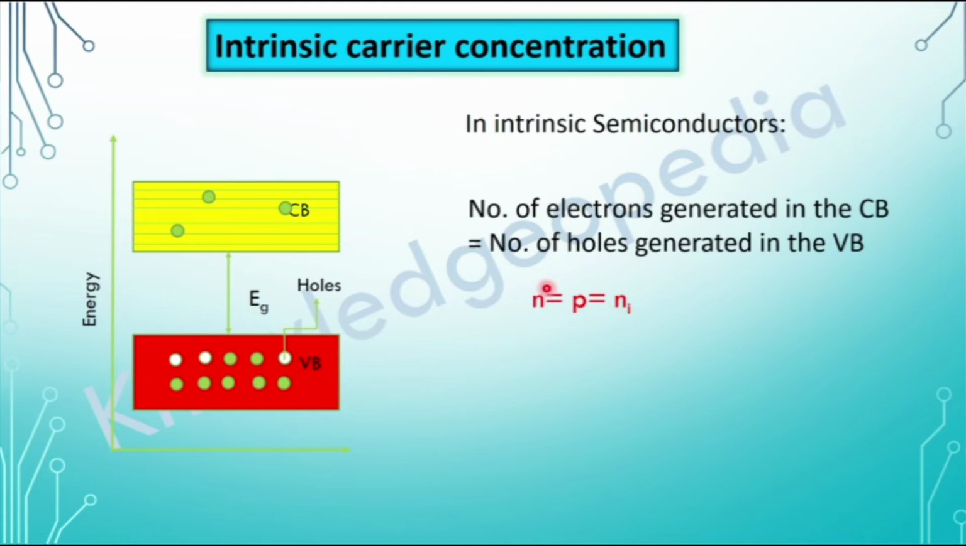Now, if N is equal to the number of electrons generated in the conduction band and P is equal to the number of holes created within the valence band, then N should be equal to P, and let that constant number be taken as Ni, and this Ni is known as intrinsic carrier concentration. Now, we will find out the expression for this intrinsic carrier concentration Ni.